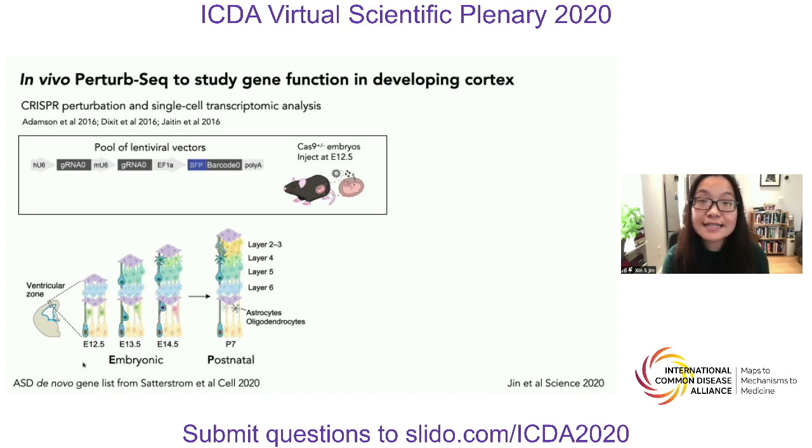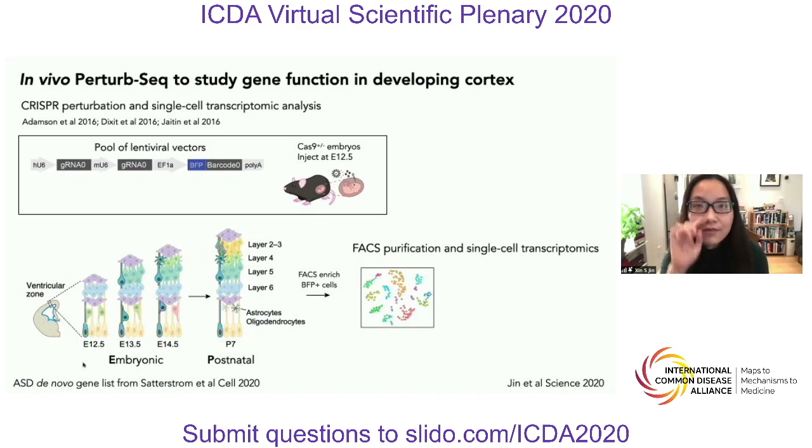So at postnatal day 7, our chosen time of analysis, we can enrich for these blue perturbed cells and use single-cell RNA sequencing to read out the effect. And the single-cell resolution here is absolutely crucial, not only because it provides a very high resolution readout of the mutation effect, but also, importantly, allows us to actually multiplex this approach.